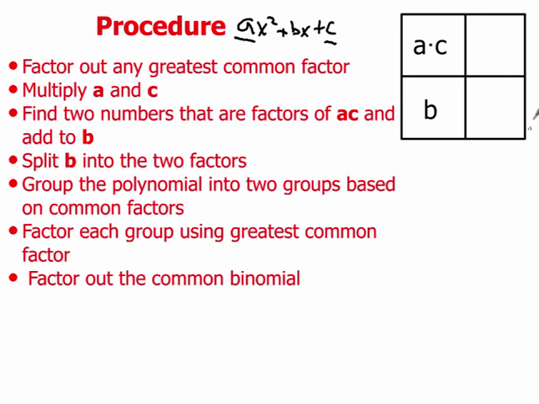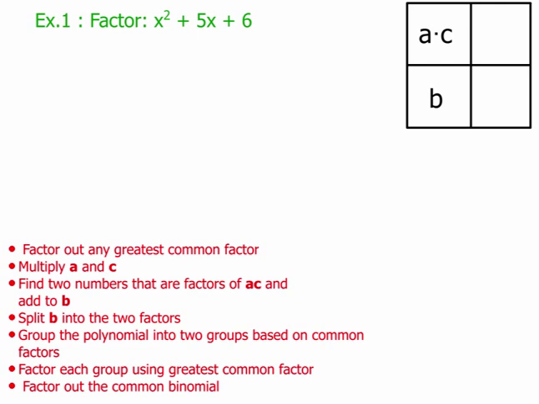This box should look familiar because we did an activity involving figuring this sort of stuff out in class the other day. Next step, we're going to split b into the two factors that we find here. We're going to group the polynomial into two groups based on our common factors. We're going to factor each one of those groups, and then we're going to factor out a common binomial. So I'm using factoring a lot here. This procedure looks a little confusing, but we're going to go through a few examples, and I think you'll get the hang of it.